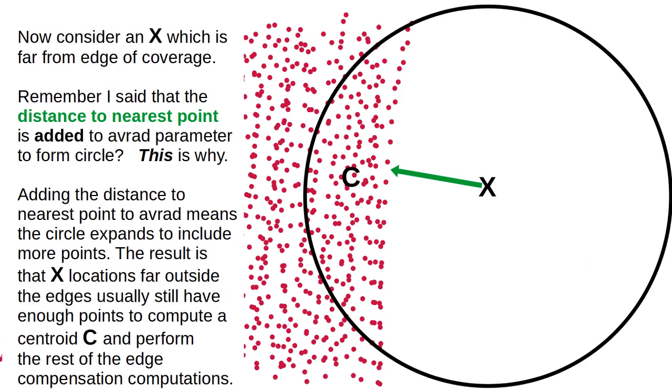Now, consider an X which is far from the edge of coverage. Remember I said that the distance to the nearest point is added to the average parameter to form the circle? This is why. Adding the distance to the nearest point to avrad means the circle expands to include more points. The result is that X locations far outside the edges usually still have enough points to compute a centroid C and perform the rest of the edge compensation computations.